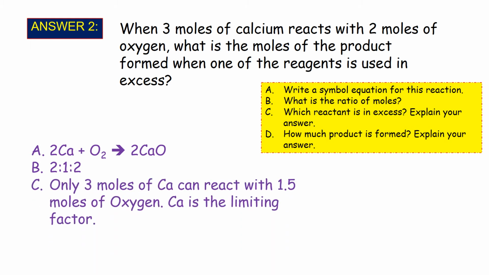So, only 3 moles of calcium can react. We know that, and we know that we have oxygen available in excess in the air around us. So, in this case, calcium is the limiting factor. So how much calcium oxide are we going to form? Because it's a 2 to 2 ratio, if we've got 3 moles of calcium reacting, we're going to form 3 moles of calcium oxide.